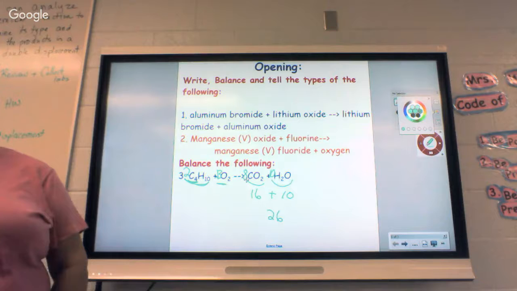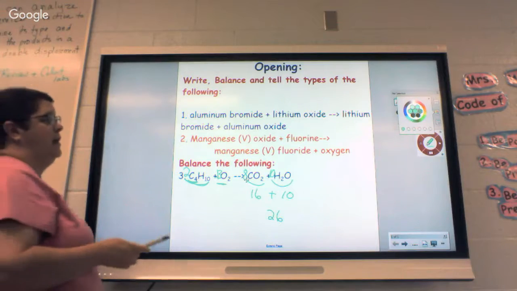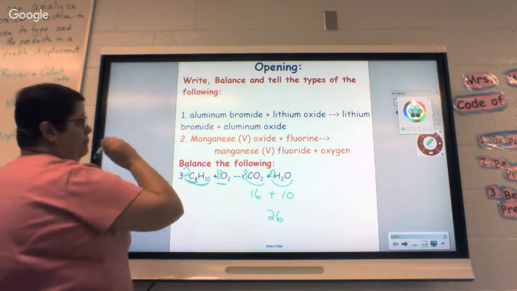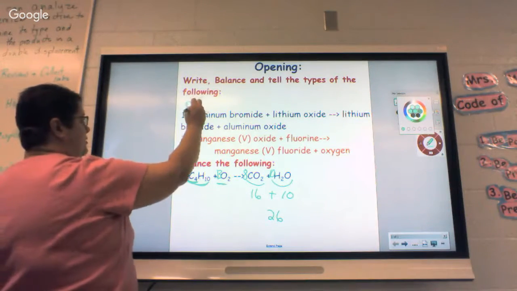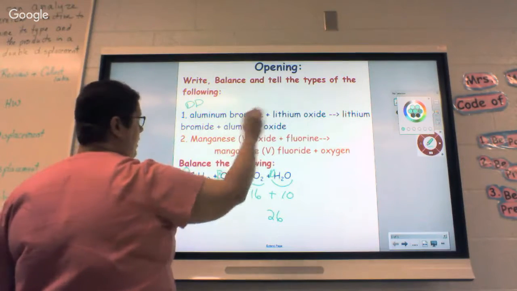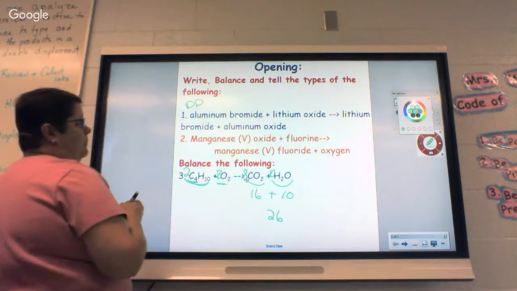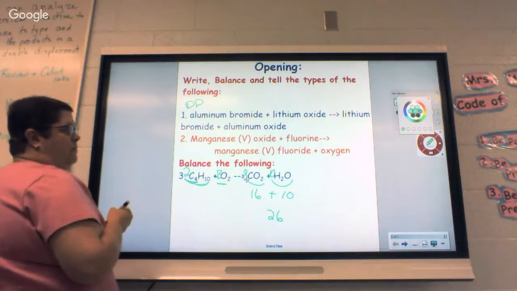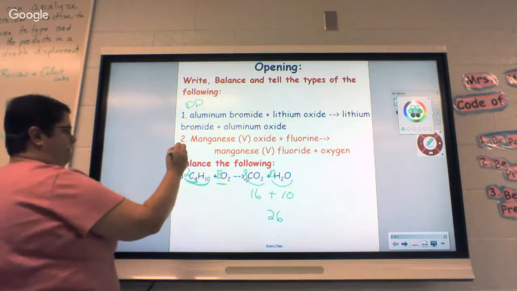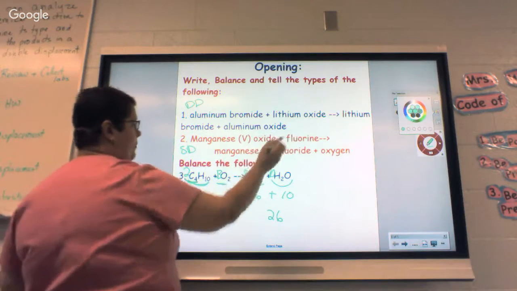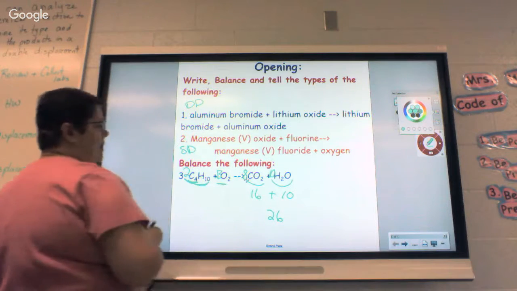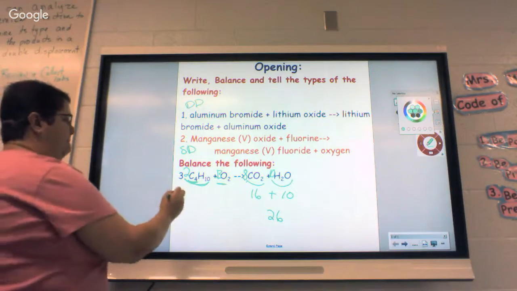Okay, question? No? You're okay with that? If you wanted to, we can. What type is the top one? All compounds. Compound plus compound, we get a compound plus a compound. Okay, what was the second one? It was a compound plus an element, compound plus an element. And the last one.